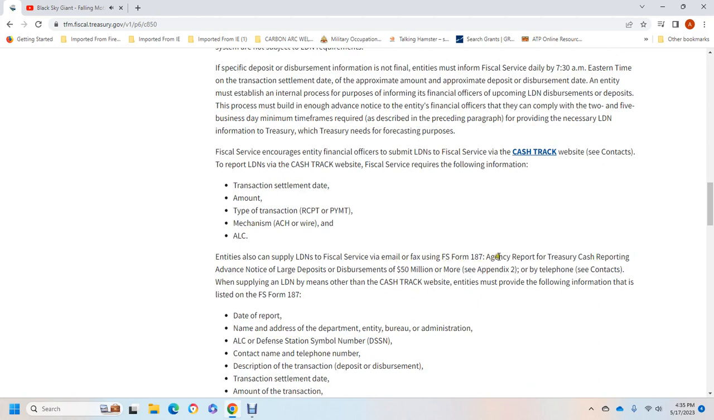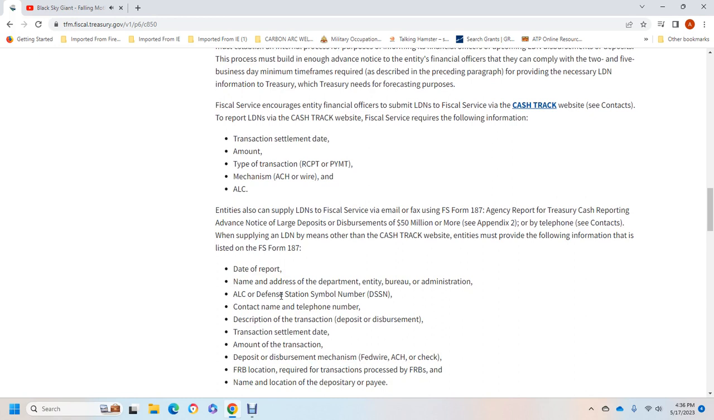Form 187, Agency Report: Treasury Cash Reporting Agency Notice for the large deposit or disbursement of $50 million or more, or by telephone, which supplies the large dollar notification, meaning over the Cash Track website. And these provide the following information that the form lists on Form 187.